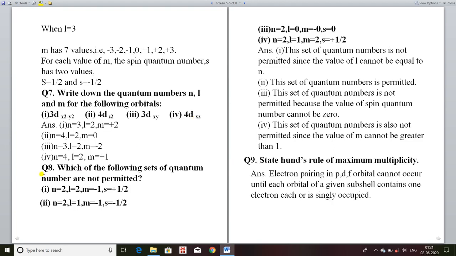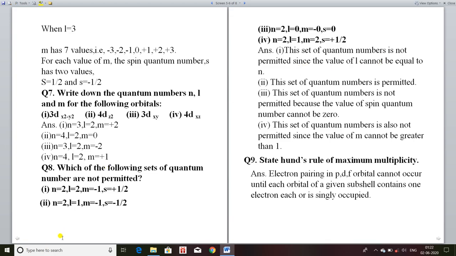Now question number 8. Which of the following sets of quantum numbers are not permitted? First part: n is equal to 2, l is equal to 2, m is equal to minus 1, and s is equal to plus half. Here you can see that the values of n and l are the same. It is not possible because the range of l is 0 to n minus 1. So this set of quantum numbers is not permitted since the value of l cannot be equal to n.